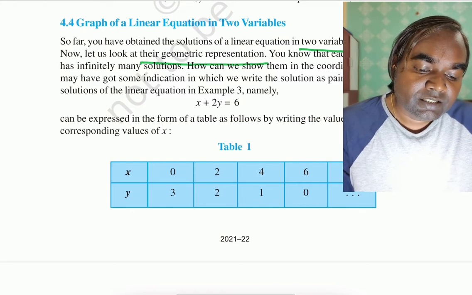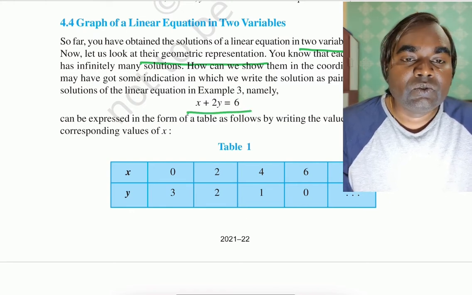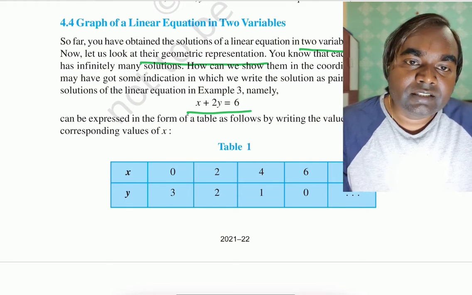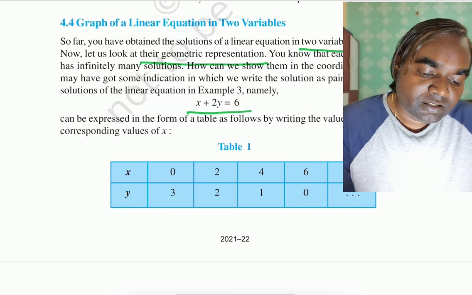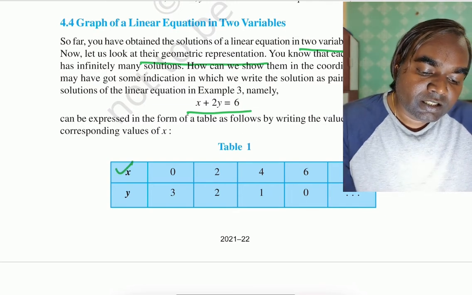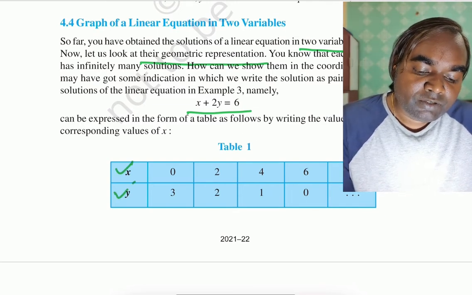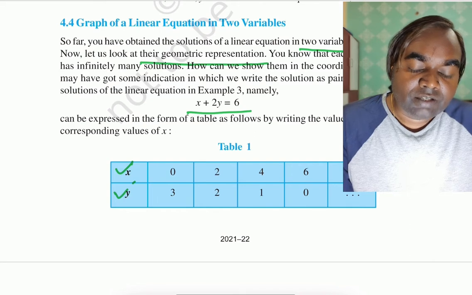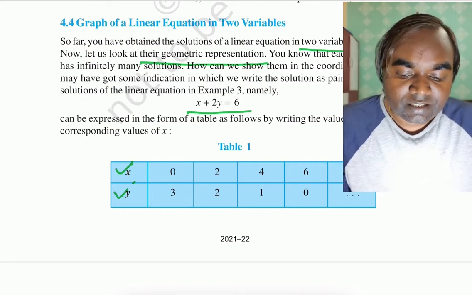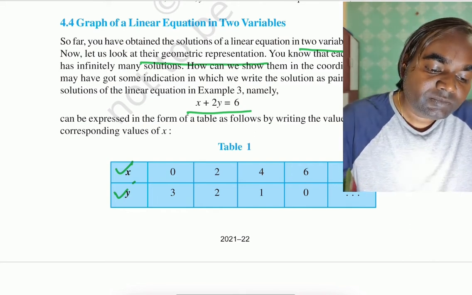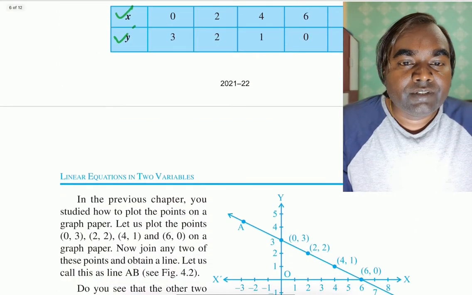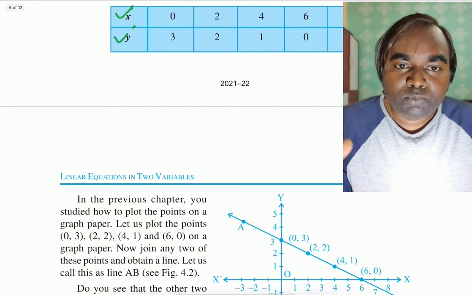Let us consider x plus 2y is equal to 6. For each value of x there is a corresponding value of y. Now suppose this is x and y, so make a table and keep the values 0, 2, 4, 6 for x, and you will get the corresponding values of y that satisfy this equation. Now write them as ordered pairs (x, y) and you will get the points.